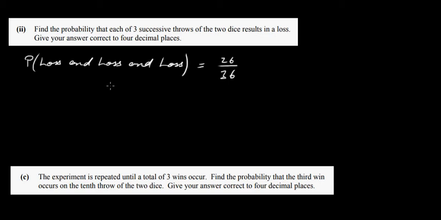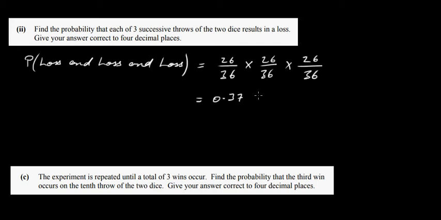Because remember, the probability of a win was 10 over 36. So we only have two possible outcomes, a loss and a win. So if the probability of winning is 10 out of 36, the probability of losing is 26 out of 36. So the probability of a loss is 26 out of 36, and means we're going to multiply here. Another loss is 26 out of 36, and is multiplying again, and we want to lose again, so it's 26 out of 36 again.